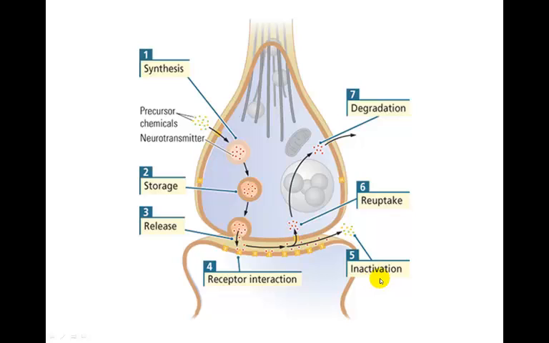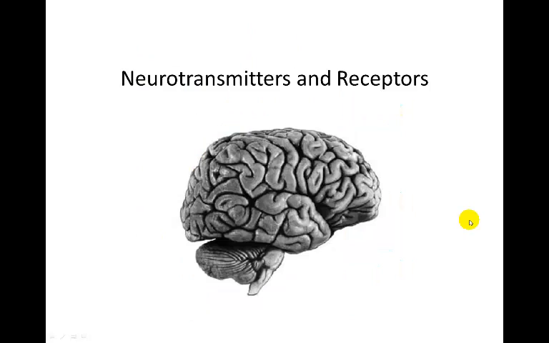There's an inactivation, maybe through enzymes that deactivate the neurotransmitter. And then there's a reuptake mechanism. Possible for degradation, again, if the neurotransmitters aren't stored in synaptic vesicles. So we're going to go through each of those in a little bit more detail.